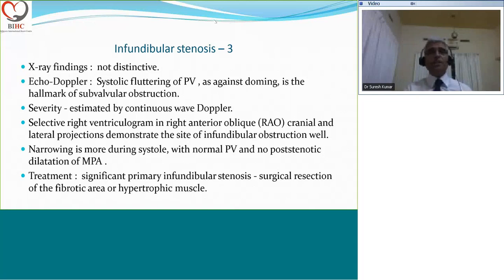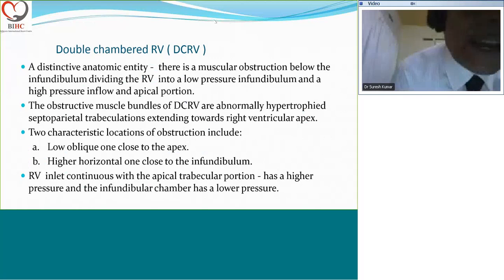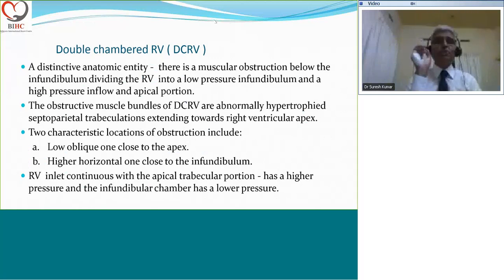Double-chambered right ventricle is a specific entity. It's a very distinctive anatomic entity where there is a muscular obstruction below the infundibulum. This divides the RV into a low-pressure infundibulum and a high-pressure inflow and apical portion. You can consider this as an abnormally located septoparietal band which is dividing the RV into an outflow and a region below the outflow with a lower pressure, and an inflow and apex with a higher pressure. The obstructive muscle bundles extend towards the RV apex.